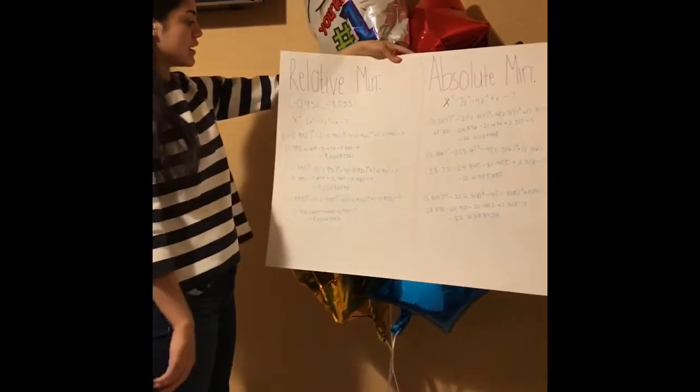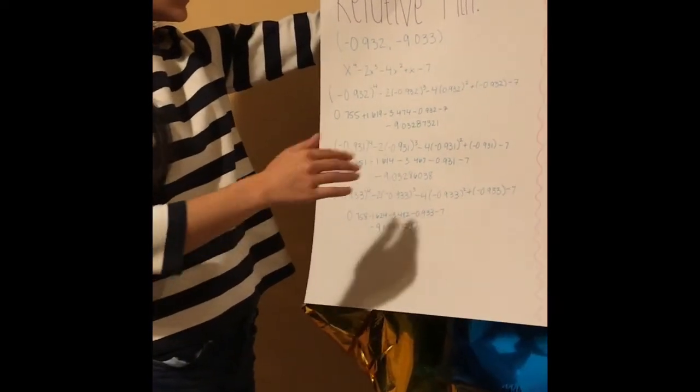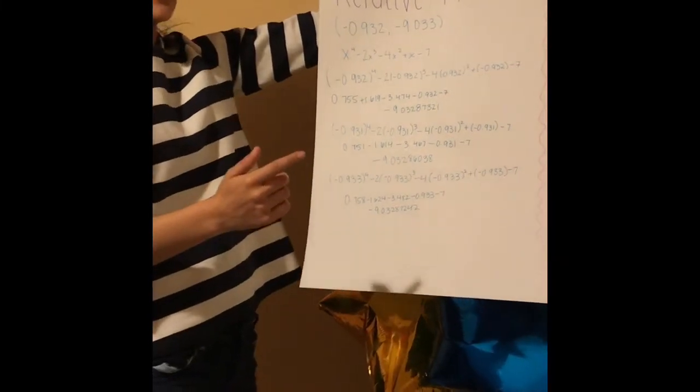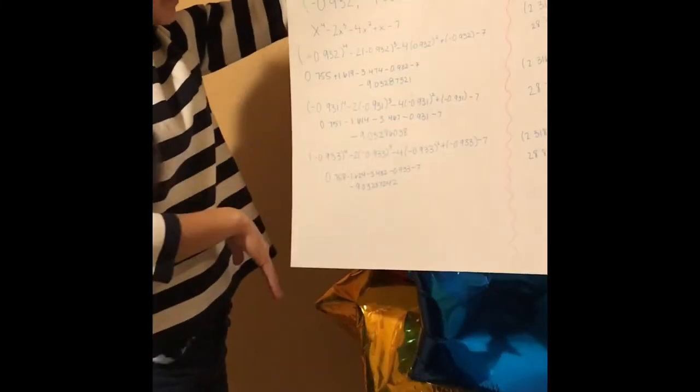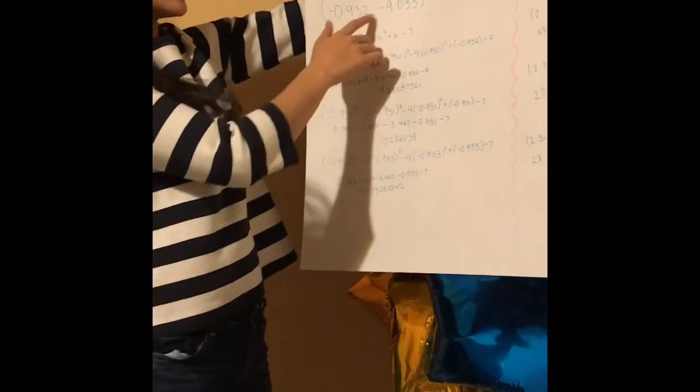So I picked negative 0.932 because I plugged that one in. I plugged in one number below it, which is negative 0.931, and one above it, which is negative 0.933. From all of them doing the math and plugging them in, negative 0.932 was the highest, and that's why I picked that, and I checked.